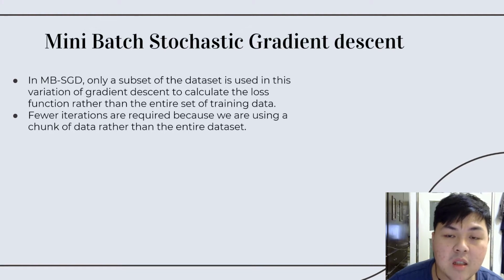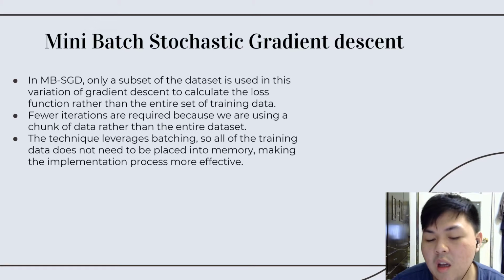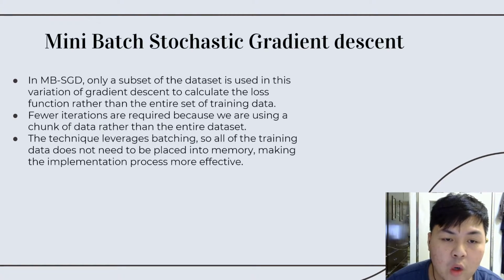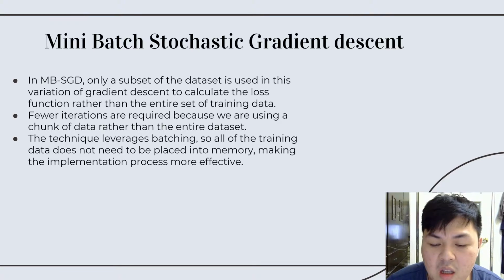For mini batch SGD, we only use a subset of the dataset in this version of GD to calculate the loss function, rather than the entire set of training data. Fewer iterations are required because we are using a chunk of data rather than the entire dataset. Because of this, the mini batch GD algorithm runs more quickly than the GD and the SGD.